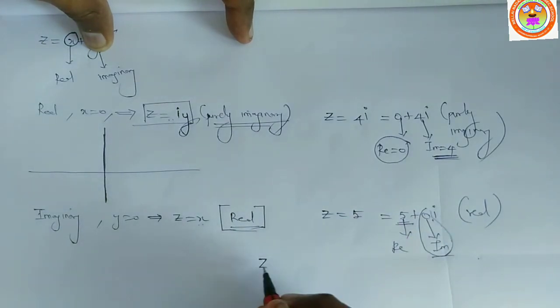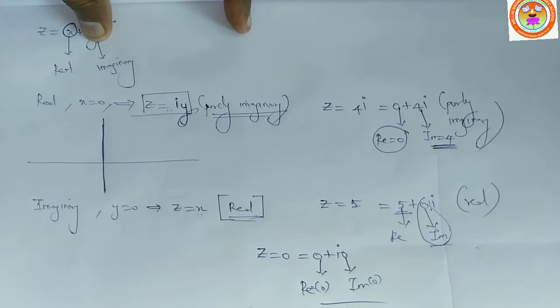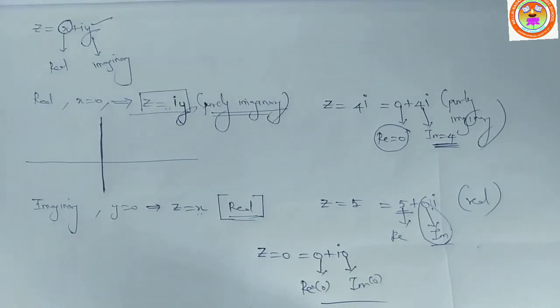For example, z is equal to 0. How can I write it? 0 plus i0. Here real is 0 and imaginary is also 0. From this, what do you know? This 0 is a special one. 0 belongs to imaginary and 0 belongs to real. No problem. 0 is real, 0 is imaginary. So 0 can be real and 0 can be imaginary. From this you need to learn that.